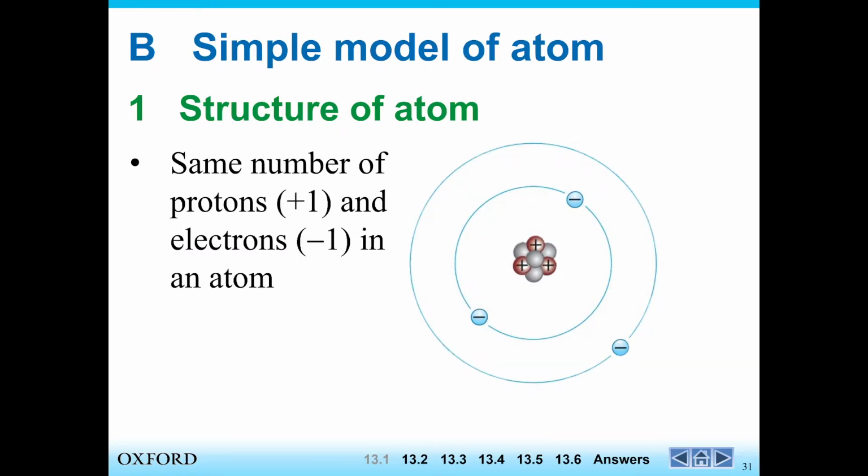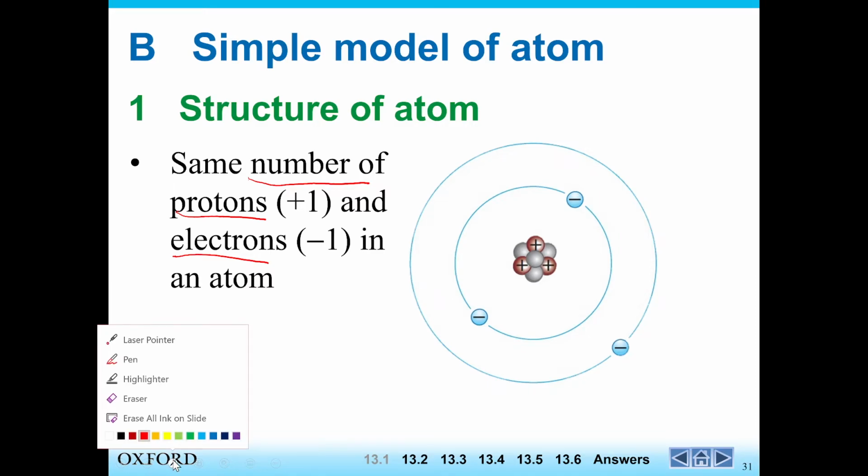So in an atom, the number of protons would always be the same as the number of electrons. Now what does that mean? Look here. How many protons are there in this particular atom? You'll find that there is 1 proton, 2 protons, and 3. There are 3 protons over here.